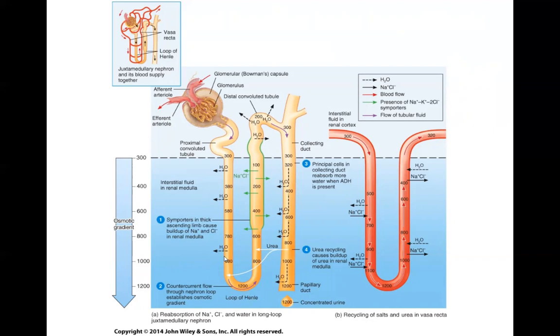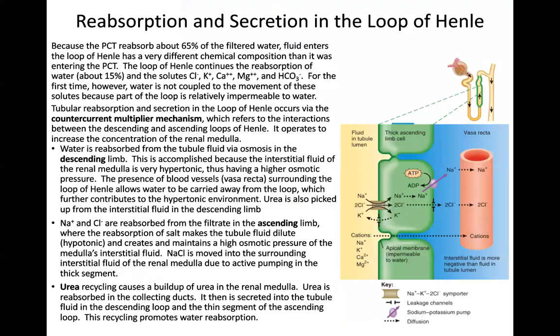Okay, the loop of Henle in the descending limb loses all that water, and we can see that very nicely here, to try to go out where the salt is in that interstitial space. Okay, so what we're doing is we're reabsorbing water via osmosis in the descending limb because of the interstitial fluid of the renal medulla being very hypertonic.